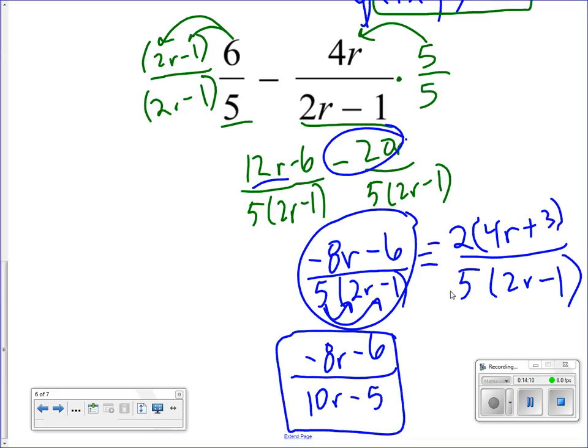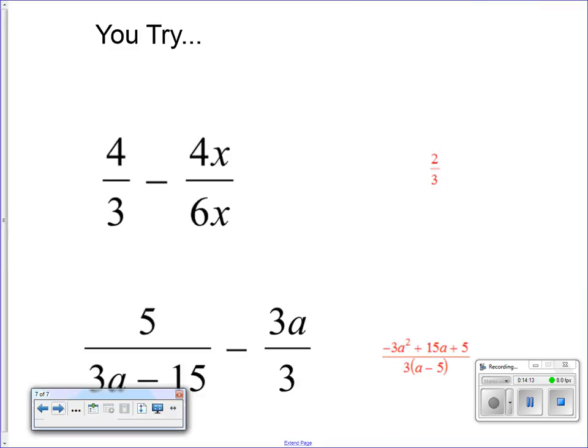So again, there's 2 more. You should try each of these. Make sure you know how to get the answers in red.